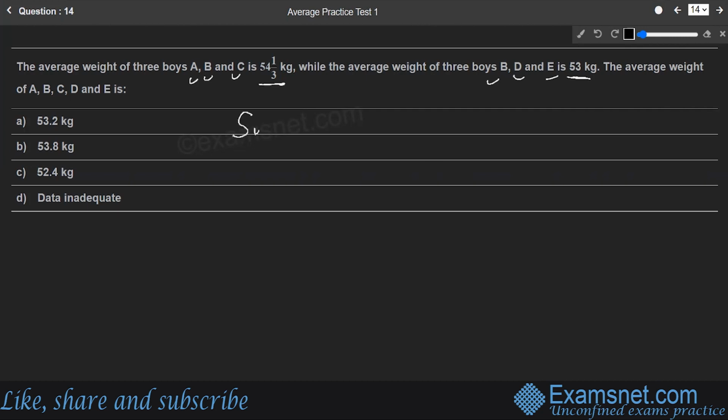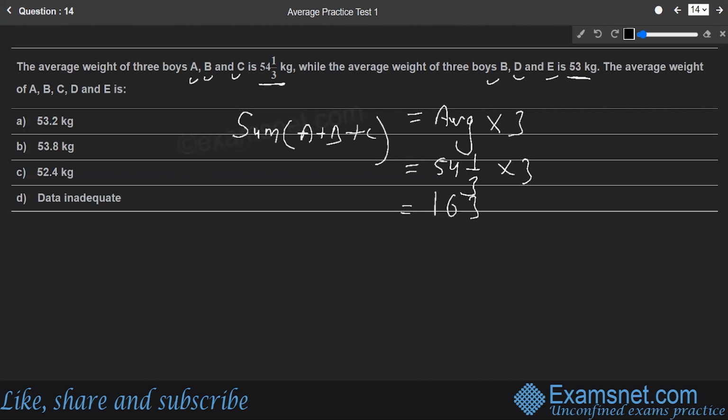Let us find the sum of A plus B plus C. That can be calculated by their average multiplied by how many they are in number, 3 in number. So that is 54 1/3 multiplied by 3. This is going to be simply 163 kg. So this is the sum of A plus B plus C. That is the first thing we have.